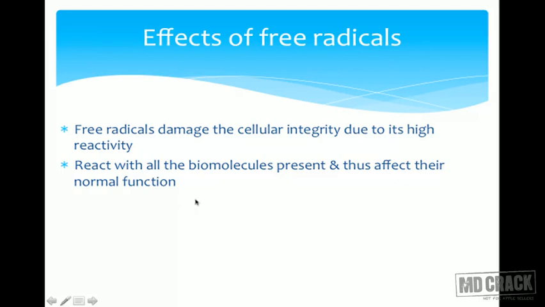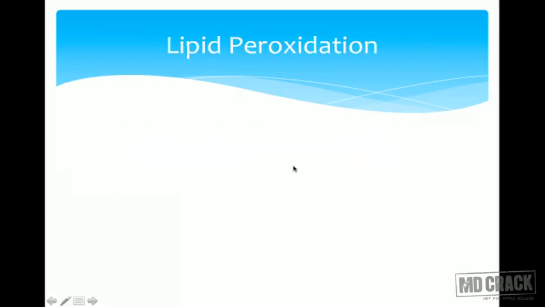Normally, a molecule should go and react and do its function, what it is supposed to do. But because of its reactivity, they will do something else also. So they can react with all the biomolecules present. Let us look at the first biomolecule with which free radicals can react, and that is lipid peroxidation. What is lipid peroxidation and how is it important?